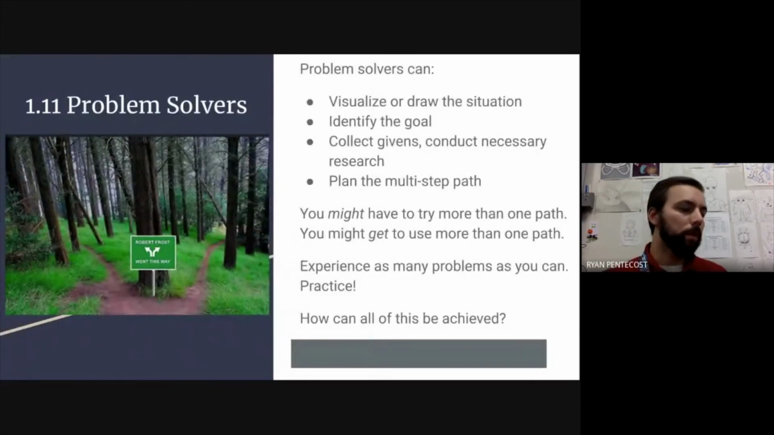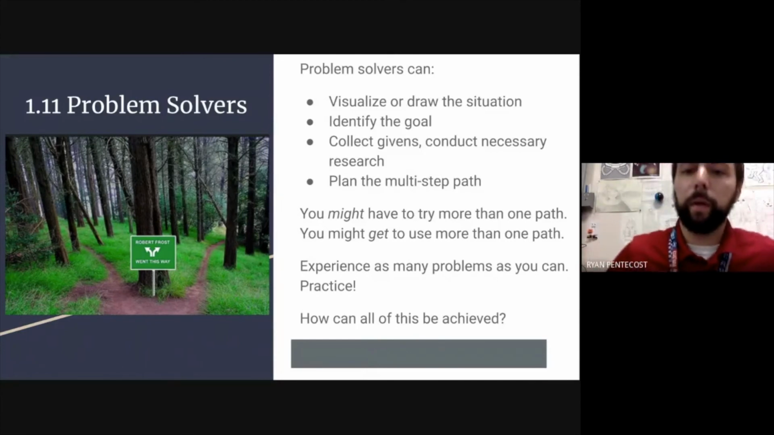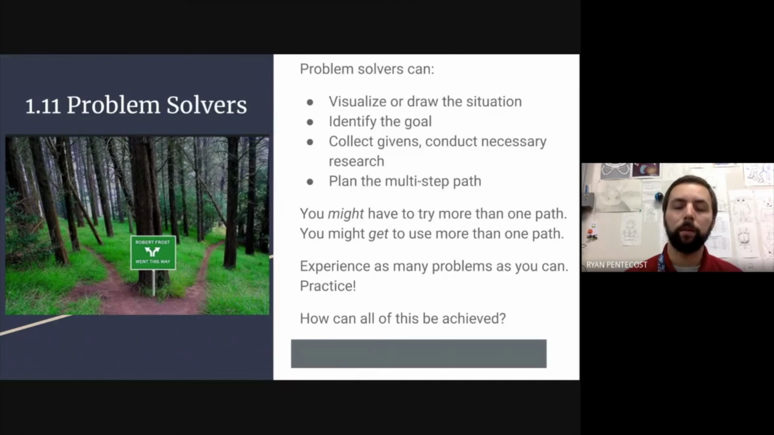Now, this is one of our last slides for this one, I believe. Last thing I want to leave you guys off on, let's talk a little bit about problem solvers. A problem solver is someone who can visualize or draw the situation, identify the goal, collect your givens, conduct necessary research, and plan the multi-step path. These are the things that problem solvers are going to need to be able to do within physics. Now, depending on your problem, maybe you only need to do 1 or 2 of those things. Maybe you need to do all 4, and then maybe some more.